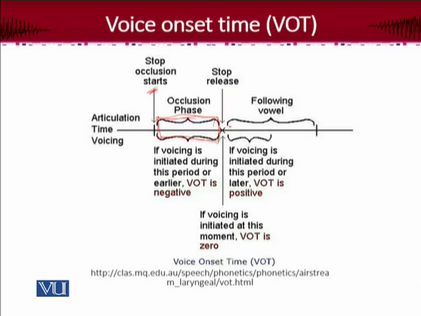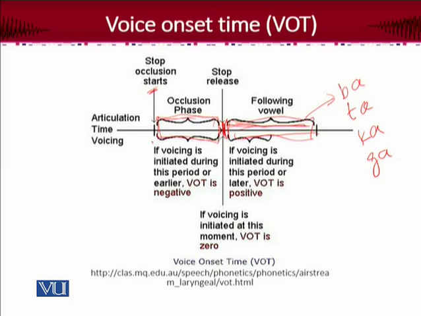And then what is happening after the stop is released, right? In most cases, it is a vowel, like in ba, ta, or ka, ga, right? So that's the vowel position from here, which is always voiced. The vowel is always voiced, okay? So if voicing is initiated during the period or later, VOT is positive, right? When the voicing is initiated after this point is crossed, the release point, right?